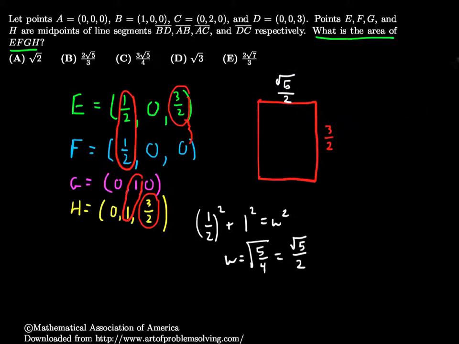And the final step is then to find the area of this, which is length times width. So the area is equal to root 5 over 2 multiplied by 3 halves, which equals 3 root 5 over 4, which is C.